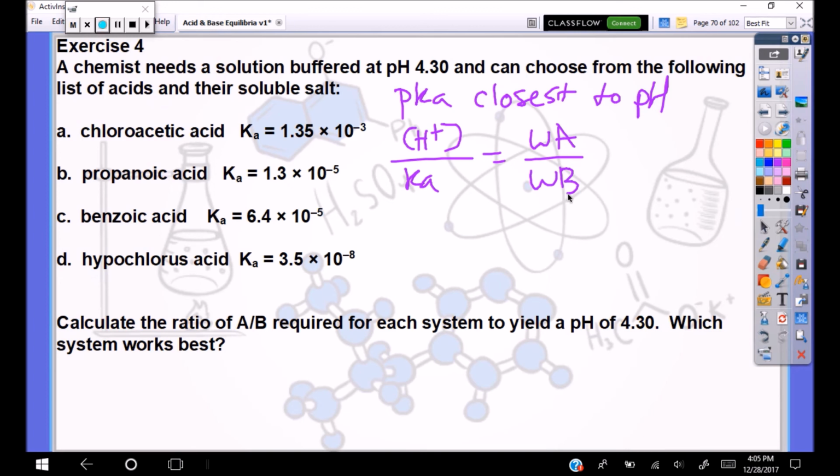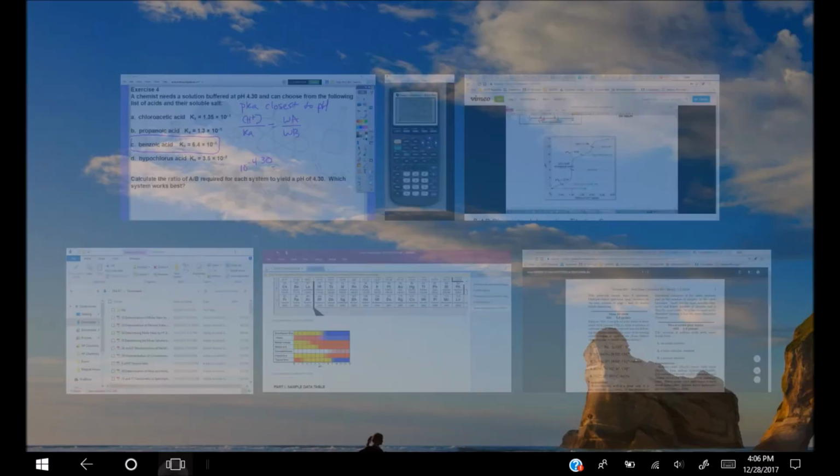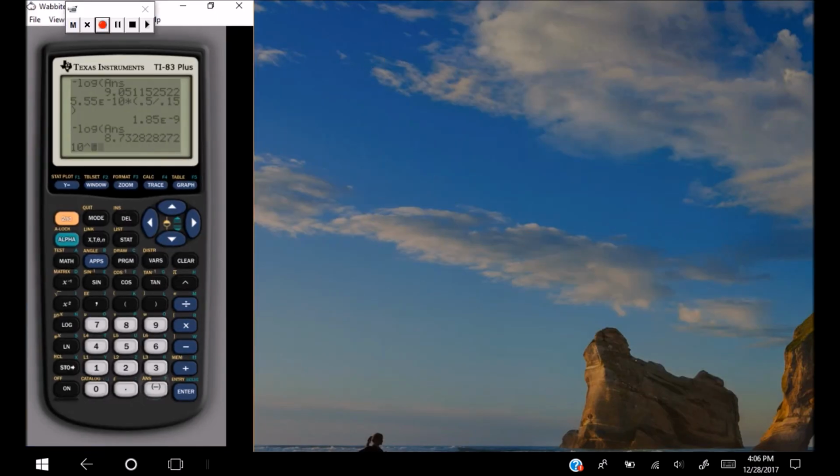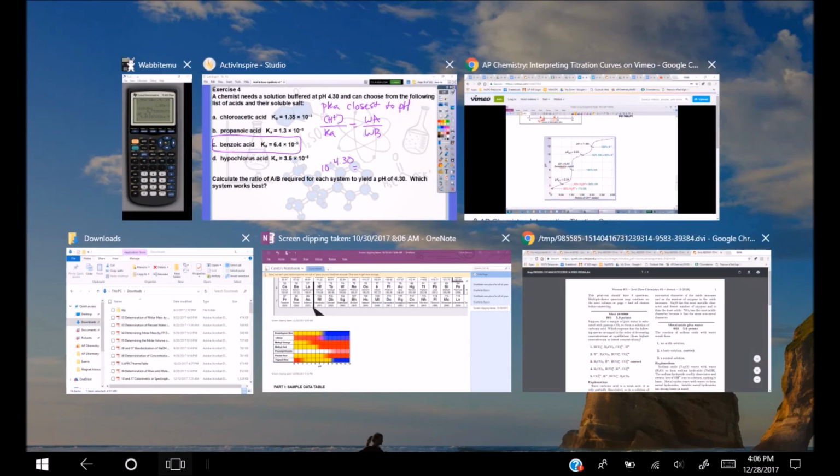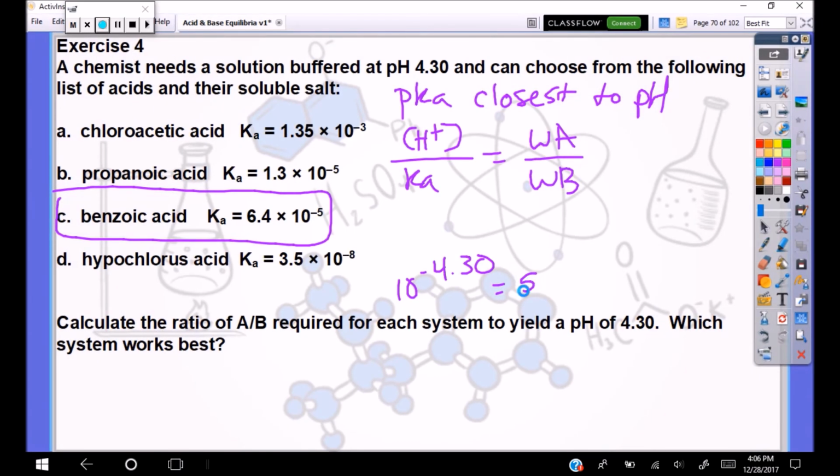Should have come up with benzoic acid. If we do 10 to the negative 4.30, so 10 to the negative pH, that gives us the H plus concentration we're looking for. So 10 to the negative 4.3, 5.01, so basically 5.0 times 10 to the negative fifth is my H plus. All right. So I want to figure out which of those Ka values is closest to my H plus. The one that is closest is benzoic acid.